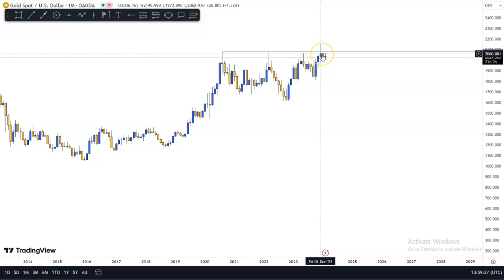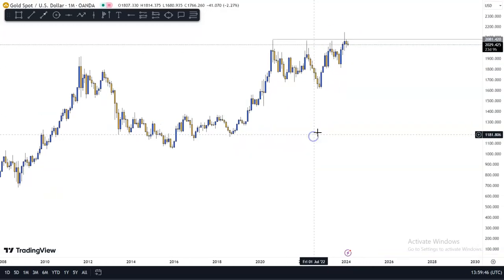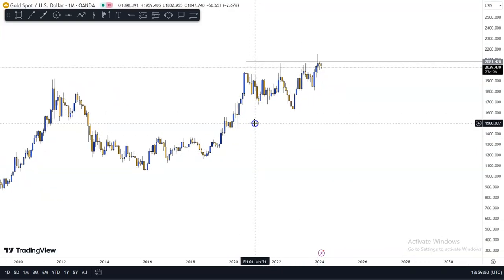Price can either choose to respect the zone and reverse, or price can break out of the zone, give us a retest and buy some more. Right, so we'll just wait and see what happens around there. But before then, I would like to identify other areas where we could have taken possible entries in this trade.